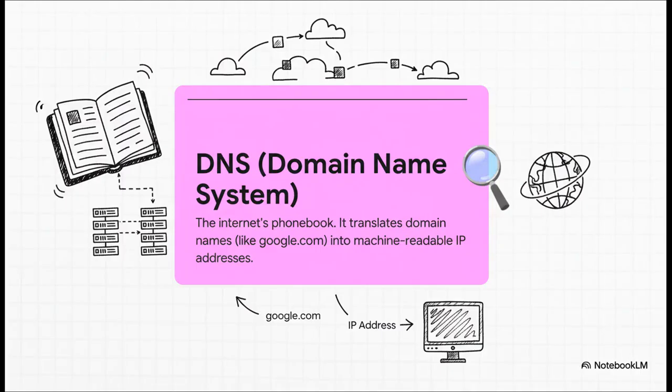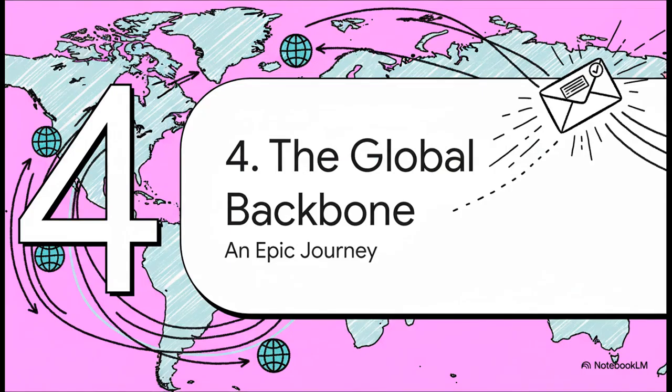That is the magic of something called the DNS, or the Domain Name System. And it's pretty much exactly what it sounds like. It is the internet's phone book, a massive, globally distributed phone book. When your ISP gets your packet, it does a super fast DNS lookup to find the correct IP address for google.com.